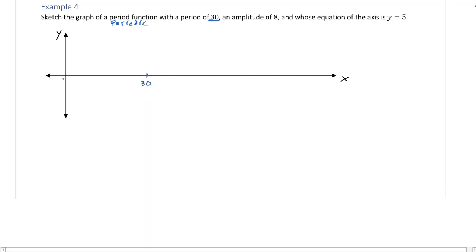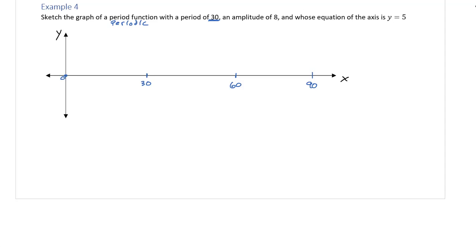Now you don't have to start at 0. You can start at something else, but I'm going to keep this as easy as I can. It's going to start at 0, 30, 60, right? The next one will occur at 90, and so on and so forth. Okay, so I'm keeping it pretty simple. We don't have to get super detailed with our graph here. All right, it has an amplitude of 8 and whose equation of the axis is y equals 5.